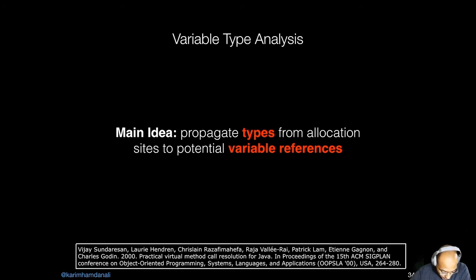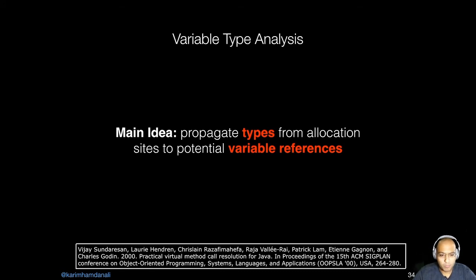This analysis was first introduced by a whole bunch of people from McGill University in Montreal back in 2000, again at the same conference, OOPSLA, led by Vijay Sundaresan, who is now one of the pioneers of the JIT compiler team and the Java runtime team at IBM in the Toronto lab. The late Laurie Hendren, one of the pioneers in programming languages and compiler construction in Canada and in the whole world actually, and Patrick Lam and a whole bunch of other people contributed to this analysis back in 2000.